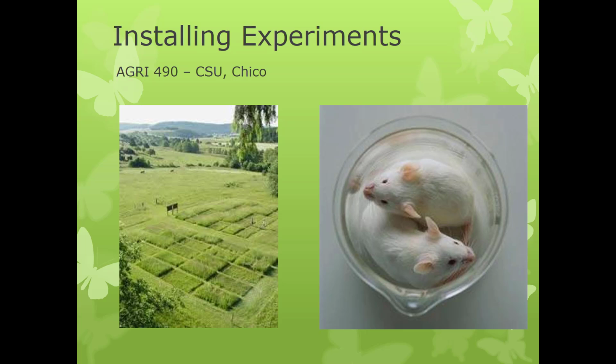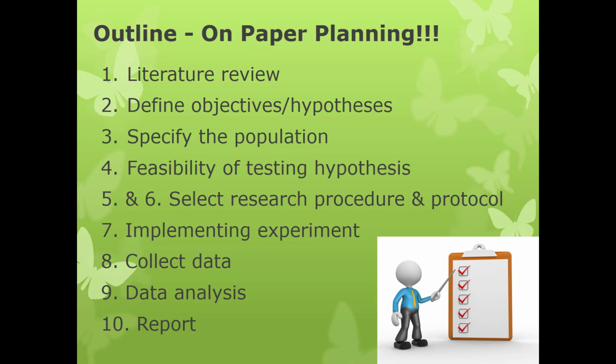This lecture is going to talk about how we set up experiments and the things that we consider before we actually implement a research project. Step number one is to get a plan on paper. And so outlines make another appearance here for a lot of researchers.